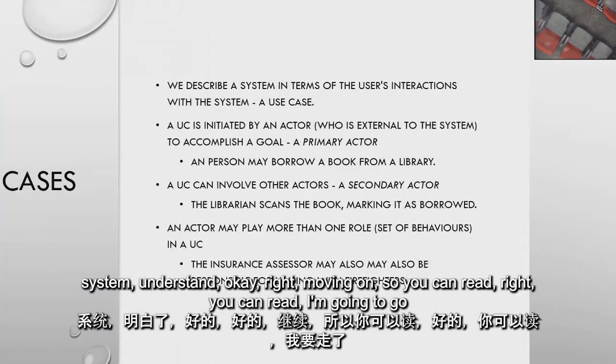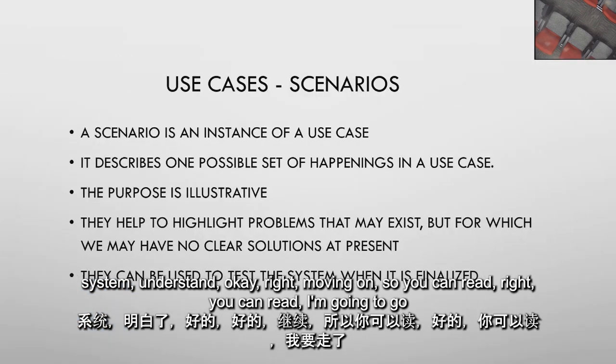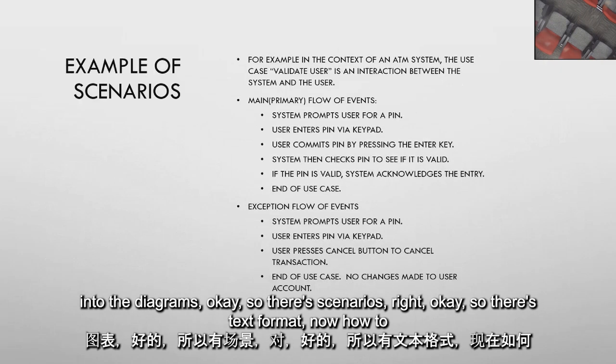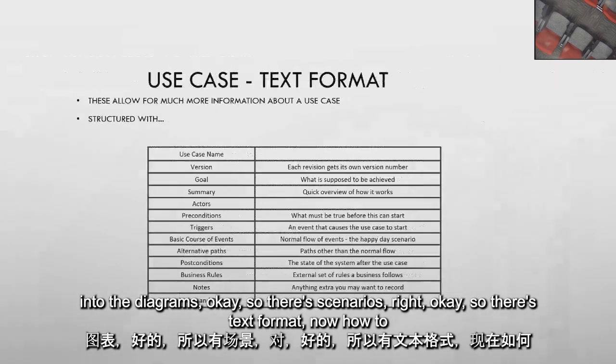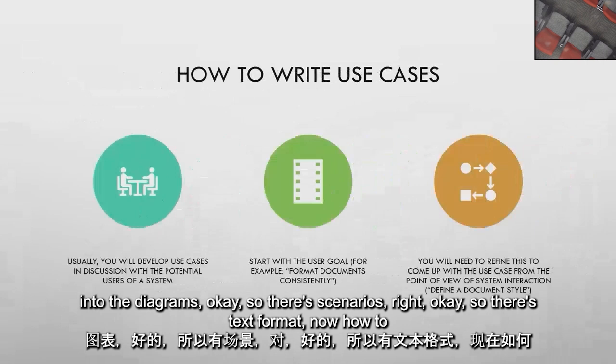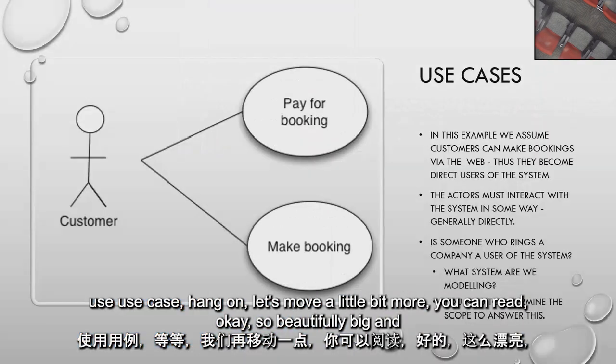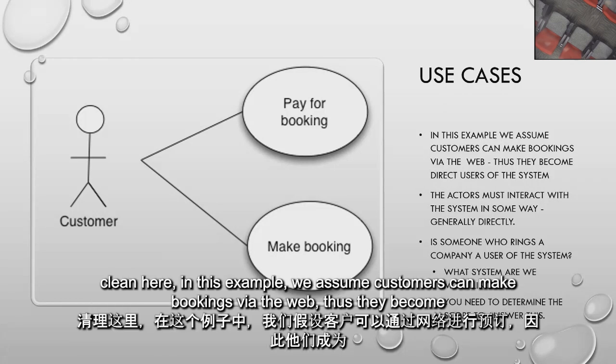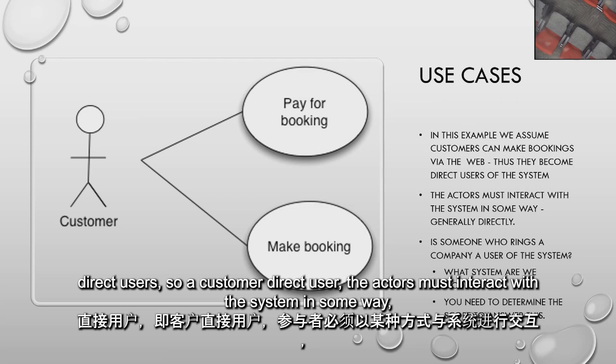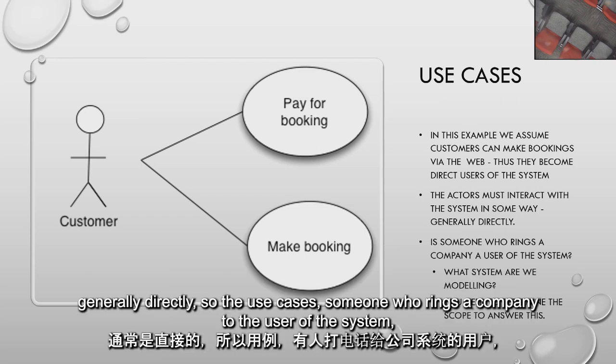So you can read, right? You can read. I'm going to go into the diagrams. So there are scenarios, right? Okay, so there's text format. Now, how to use case. Hang on, let's move a little bit more. You can read. Okay, now, beautifully big and clean here. In this example, we assume customers can make bookings via the web. Thus, they become direct users. So a customer, direct user. The actors must interact with the system in some way, generally directly.